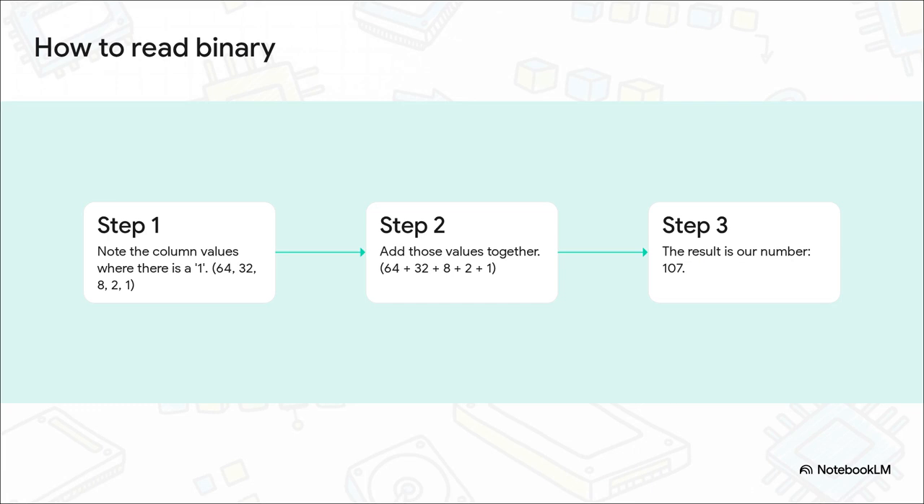Let's actually try to read one. Look at this binary number: 0 1 1 0 1 0 1 1. The rule is super simple. Wherever you see a 1, you take that column's value. So in our case, we've got a 1 in the 64 spot, the 32 spot, the 8s, the 2s, and the 1 spot. Anywhere you see a 0, just ignore it. Now all we do is add them up. So 64 plus 32 plus 8 plus 2 plus 1, and that gives us 107. See? Not so scary, right?